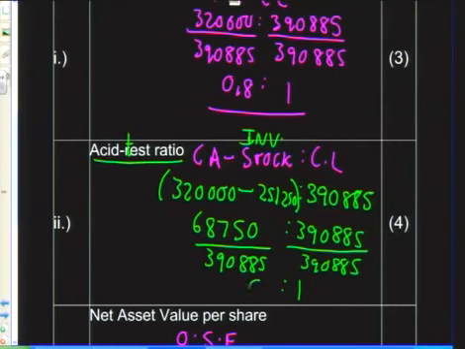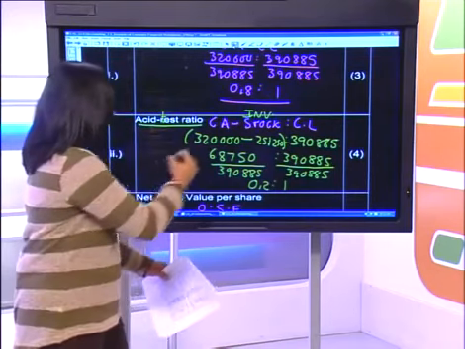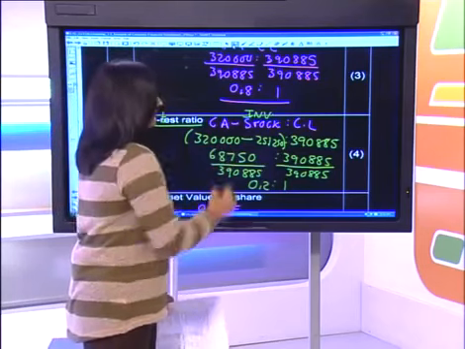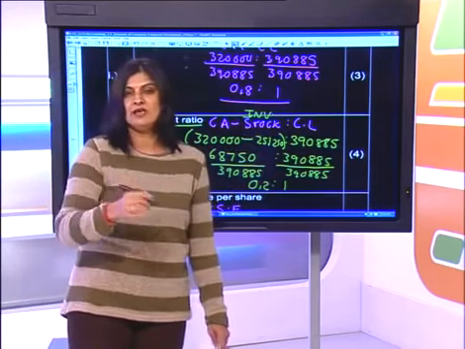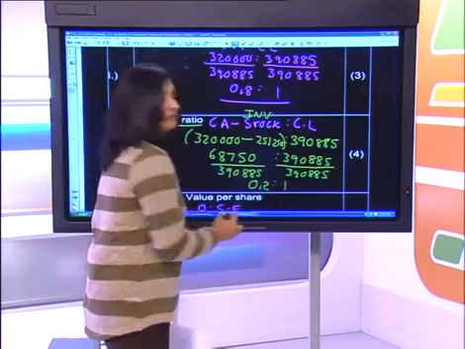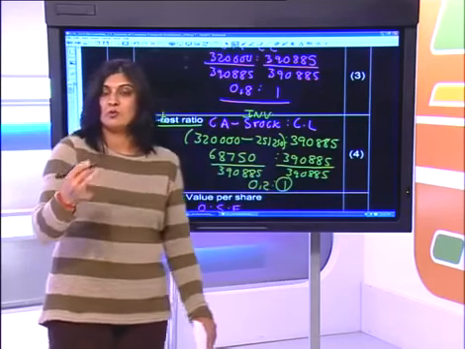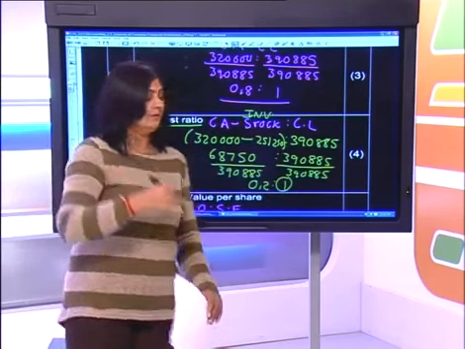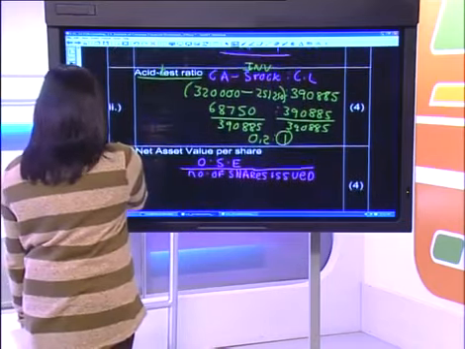So 0.2 is to 1. Immediately, you don't have to comment, but if we did have to comment, can you see this business is obviously struggling with liquidity? They're struggling to pay their short-term debt. How do we know that? Because for every 1 rand of debt that is owed, they only have 20 cents without their stock in order to pay this debt. So clear indication of liquidity problems.